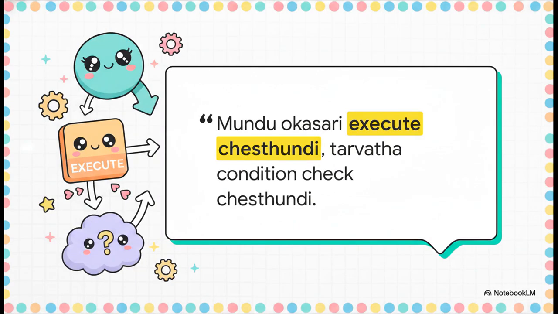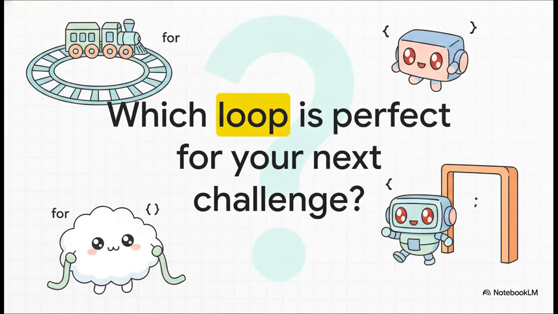And our last memory hook for the do-while loop. Mundu okasari execute chestundi. Tarvata condition check chestundi. Translation: first it executes once, later it checks the condition. I love this because it directly combats that common beginner trap we debunked earlier. It forces your brain to remember the exact sequence of events. Action first, check later.